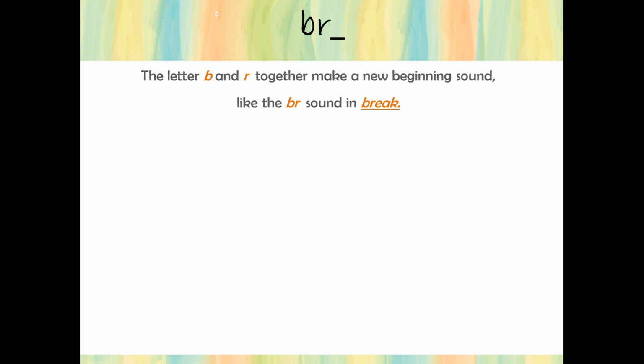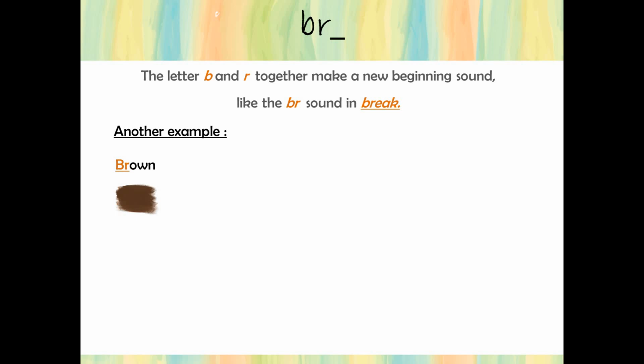Sounds br are the combination of letter B and letter R together, making a new beginning sound. It's like the br sound in break. Let's take a look at other examples of words that have the br sound at the beginning.